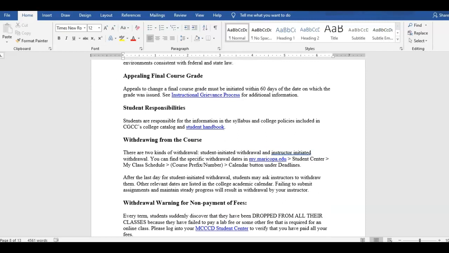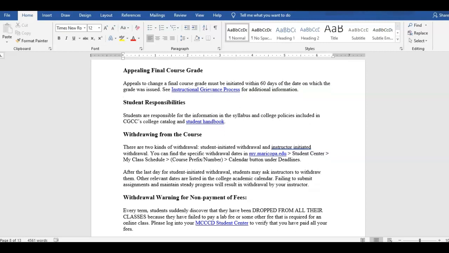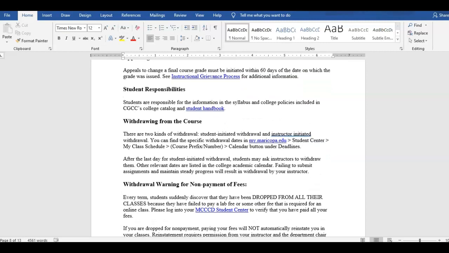Appealing final grades, if you don't think you were treated fairly and graded fairly, you do have recourse by filing a grievance. I hope that doesn't happen. It rarely does. Student responsibilities, we talked about that already. If you want to withdraw from the class after week 2, you need me to give you a W. Just ask and I will do that. I sure hope that doesn't happen. I want you to finish the class and do well in it.